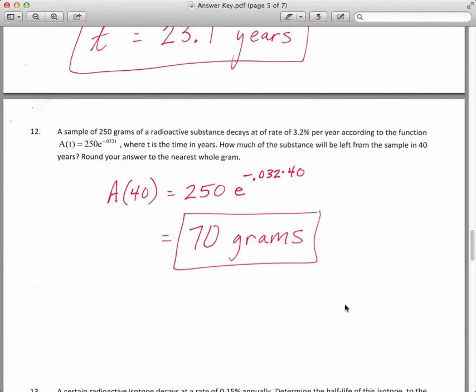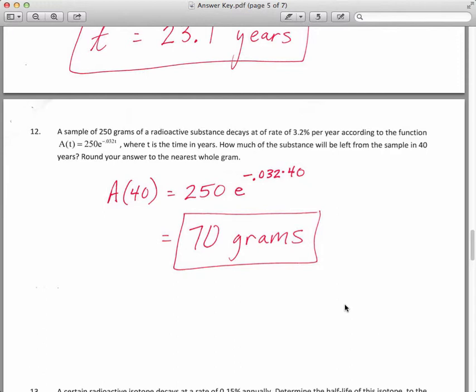Okay, here we have problem number 12. A sample of 250 grams of a radioactive substance decays at a rate of 3.2% per year according to the function. Okay, so we have A of t equals 250 times e to the negative 0.032 t, where t is time in years. How much of the substance will be left from the sample in 40 years?